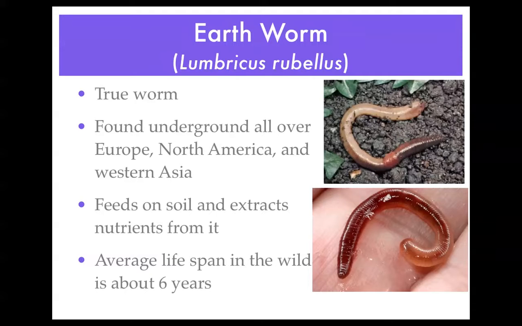And an example of a true worm is the earthworm, and we're usually familiar with this unless you lived in a desert or something. Earthworms are found underground all over Europe, North America, and Western Asia. They feed on soil and extract nutrients from it. It really interested me when I read that the average lifespan of an earthworm in the wild is about 6 years. That's pretty long, I thought.